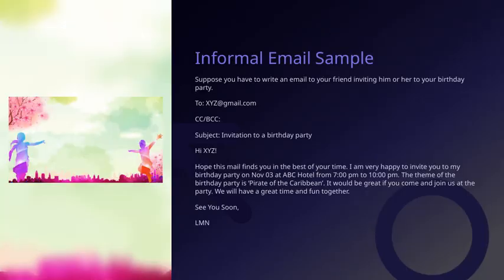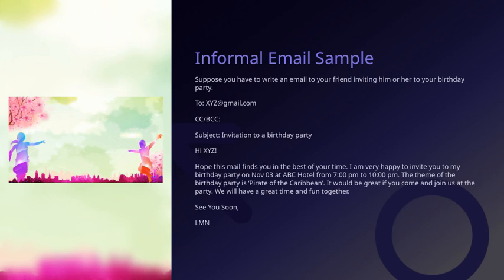Let's take a closer look at an example of an informal email. Imagine you want to invite a friend to your birthday celebration. The email begins with the recipient's email address, in this case, xyz@gmail.com, and options for CC or BCC if needed. The subject line clearly states the purpose: invitation to a birthday party.